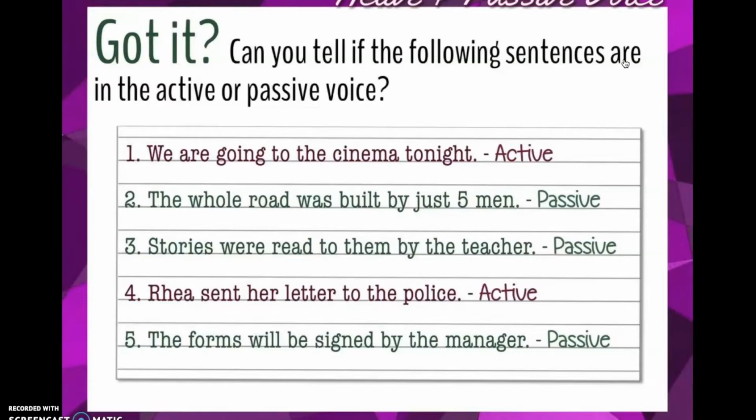All right, so number 1 is active. We are actively going to the cinema. But number 2 is passive. The road was built by 5 men. The men are the ones who built it, but we don't have them as the active subject. Same with number 3, it's passive. Number 4 is active, and number 5 is passive again. If you've noticed, a good hint to see if it is a passive voice sentence is if you have "by" the blank at the end of the sentence.